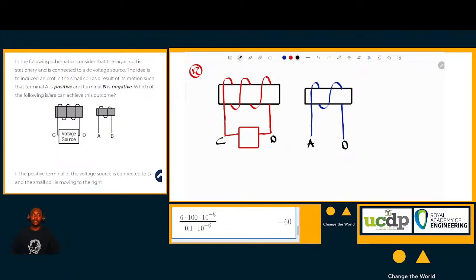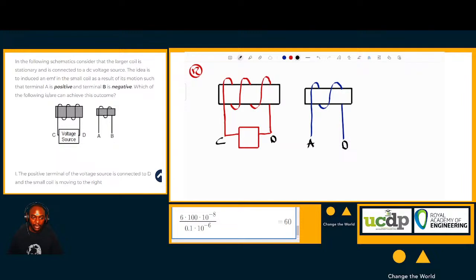Okay, I believe you've read through. So in the following schematics, consider that the larger coil is stationary, which is the coil on the left, and is connected to a DC voltage source. The idea is to induce an EMF on the small coil as a result of its motion such that terminal A is positive and terminal B is negative. Which of the following can achieve this outcome?